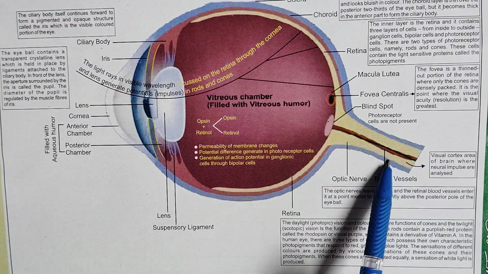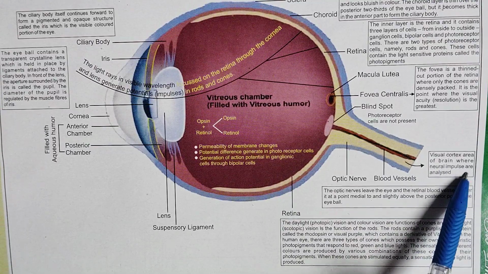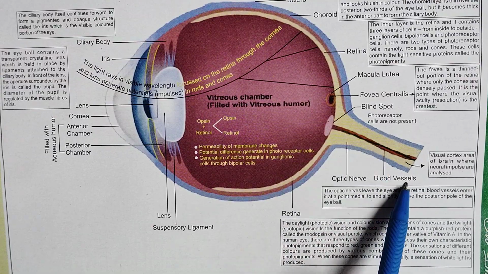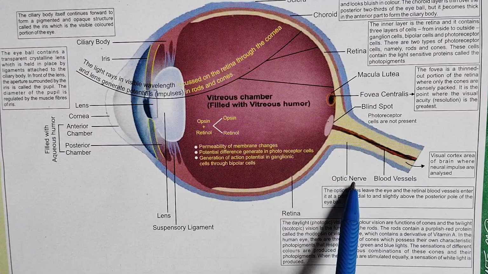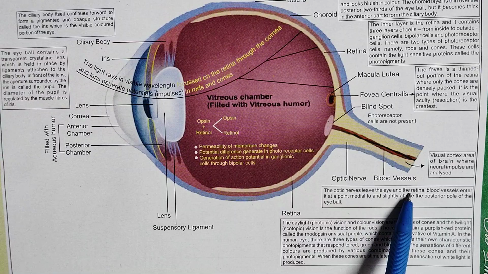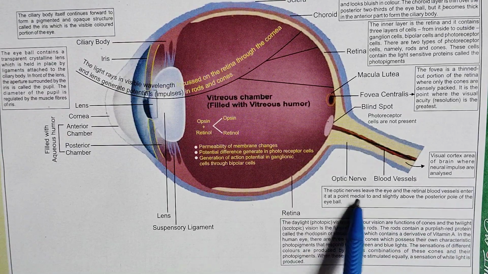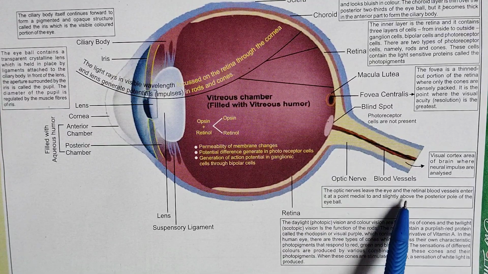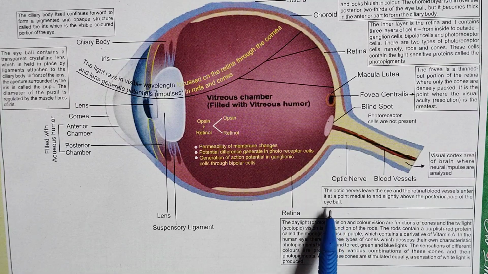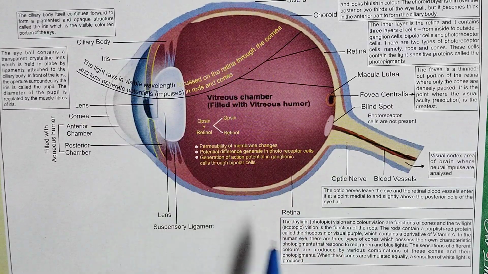Next is the visual cortex, the area of the brain where neural impulses are analyzed. In the middle there are red colored blood vessels. There are the yellow colored optic nerves. The optic nerves leave the eye and the retinal blood vessels enter it at a point medial to and slightly above the posterior pole of the eyeball. Next is the retina. All this part at the top and bottom is called the retina.